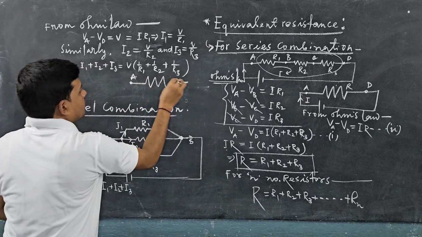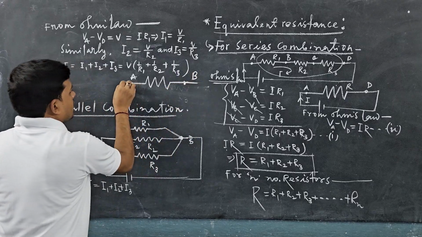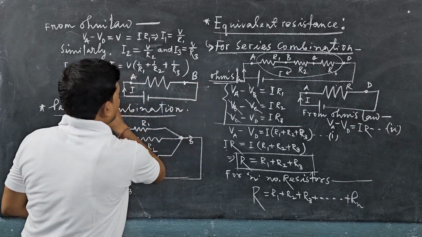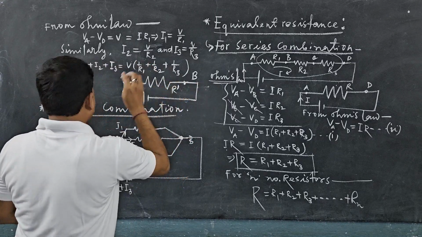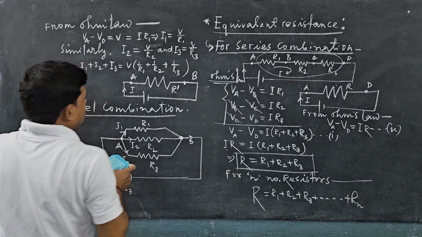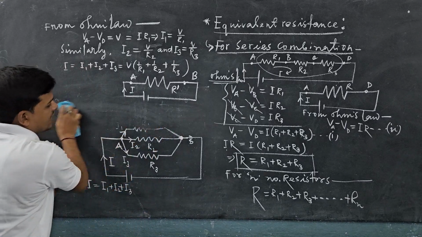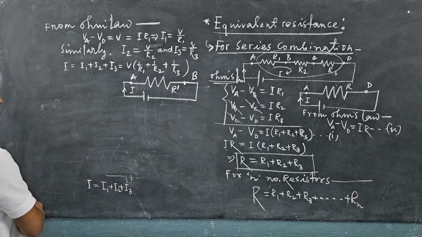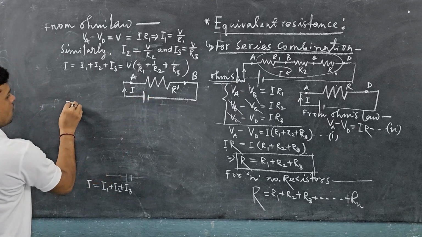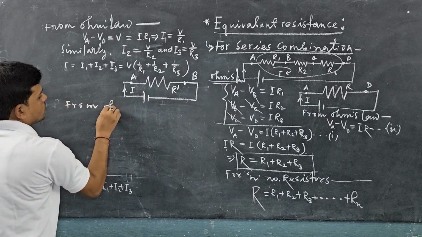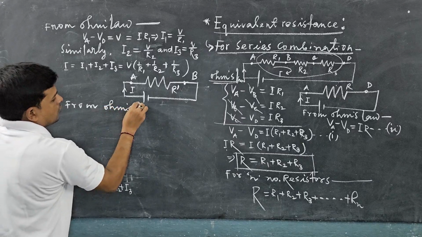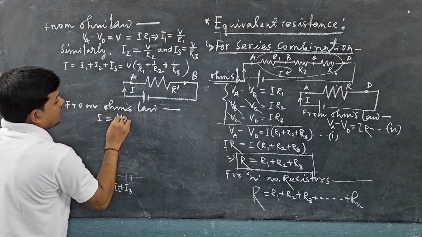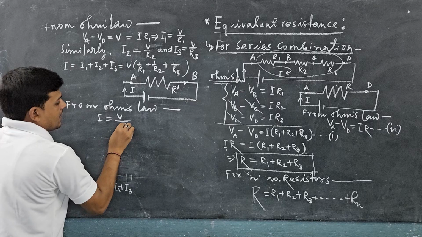Across the two points A and B, now the resistor is connected through which the electric current I flows. That is R prime. So R prime here is the equivalent resistance. Now for this again we use Ohm's law. From Ohm's law we write I equals V by capital R prime.